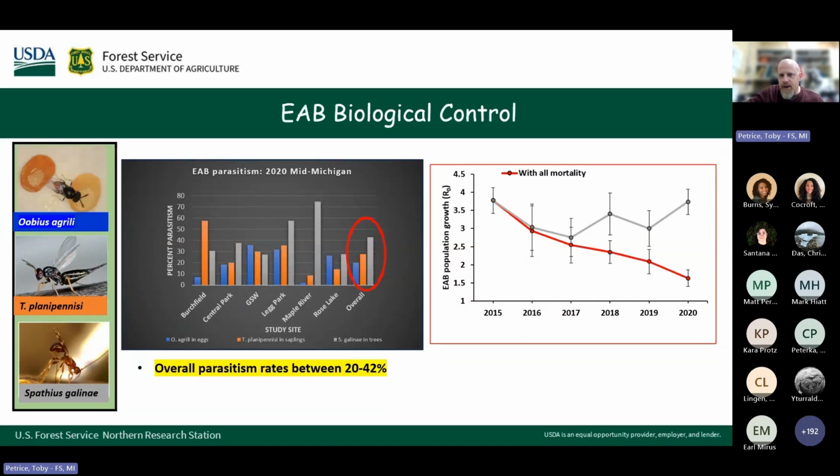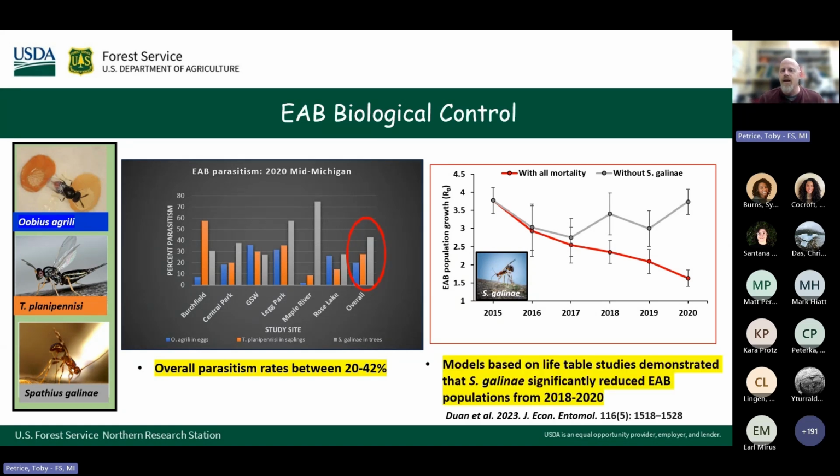And then if we just simply remove this one species, Spathius galinae, you can see what EAB population growth would be like if we didn't have this species in the system. So there's strong evidence that the introduced biological control agents can significantly reduce EAB populations. However, we still have this population growth above 1, and we needed to be lower than that to sufficiently protect ash trees from emerald ash borer.